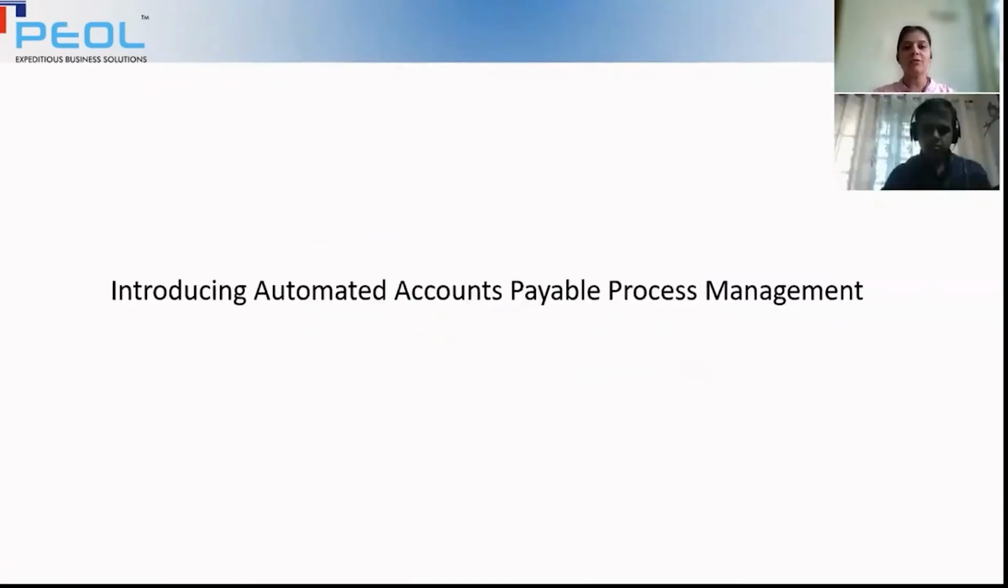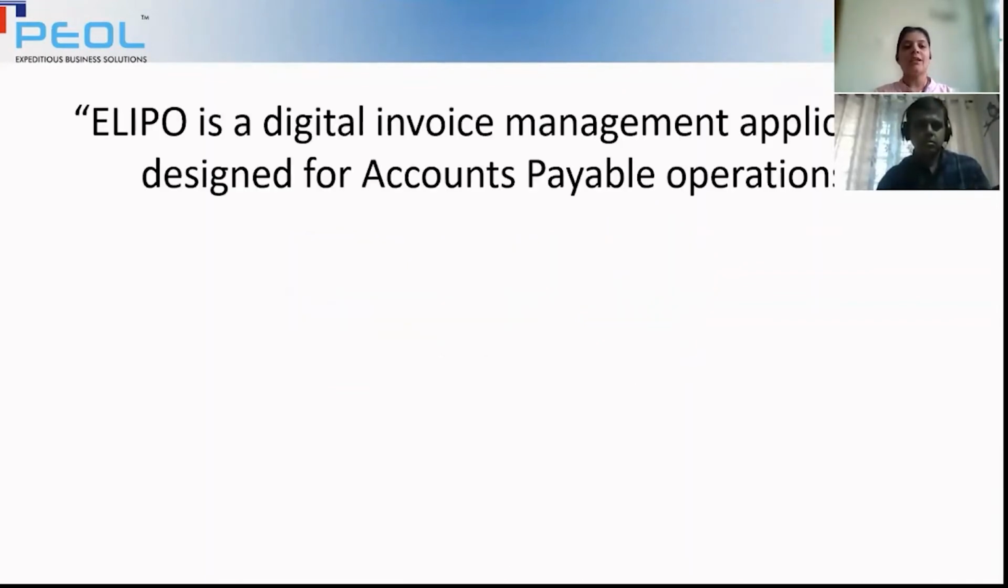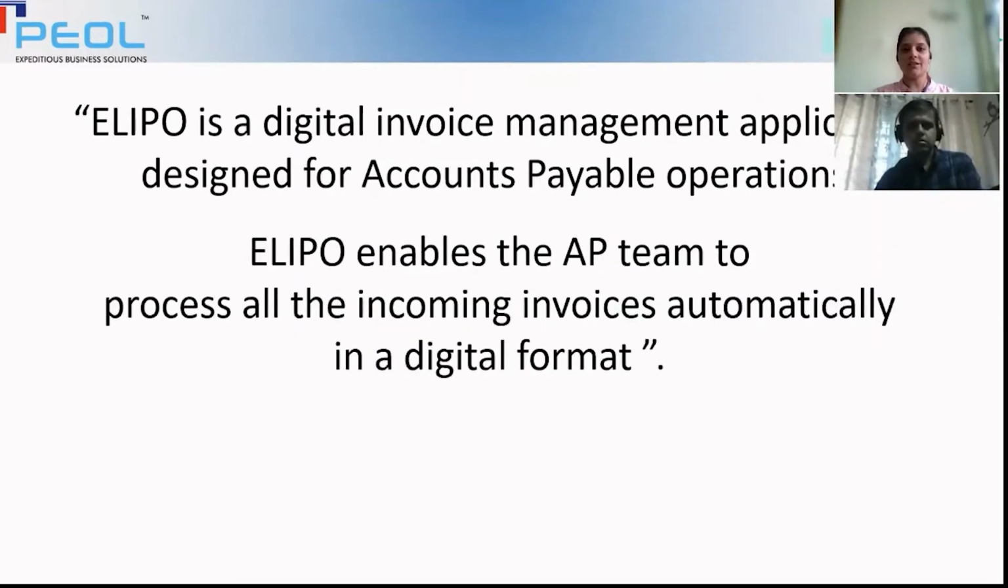So I'm glad to introduce our automated accounts payable process application, ELIPO. ELIPO stands for Express Lane Invoice Processing Orbit. It's a digital invoice management application that helps in processing all the incoming invoices automatically in a digital format. It will help the accounts payable team to share, scan, handle exceptions, and with customizable approval processing. ELIPO helps in digitizing and automating the complete supplier payment process, right from the time the invoice is received from the supplier until the time the payments are processed.